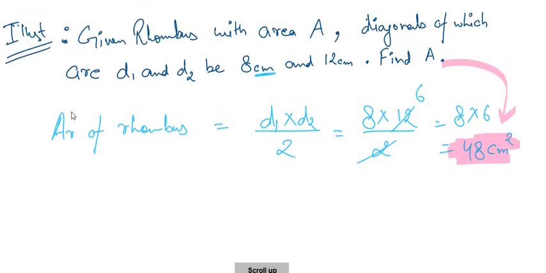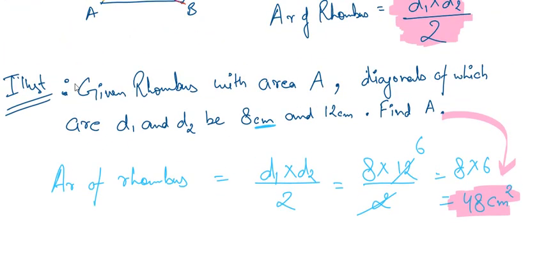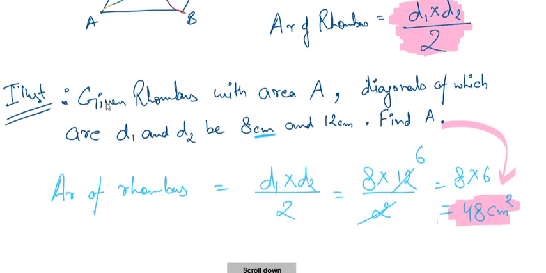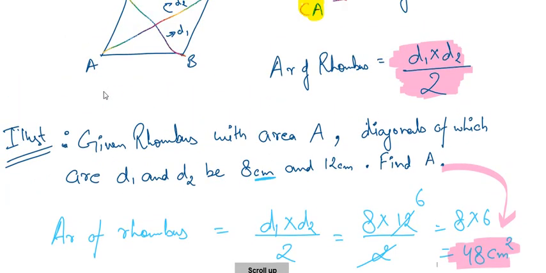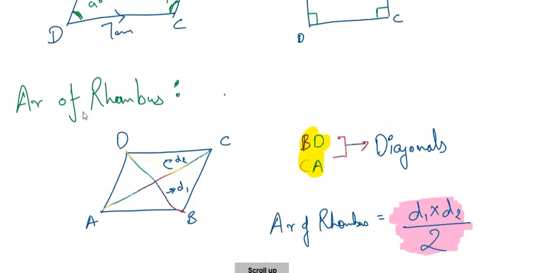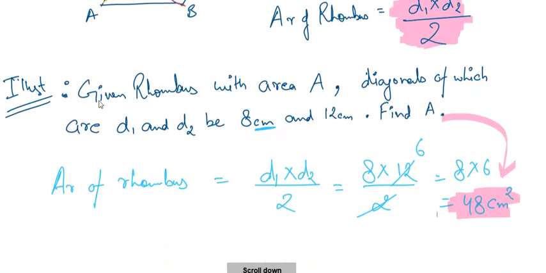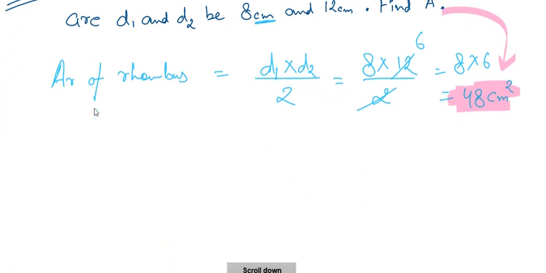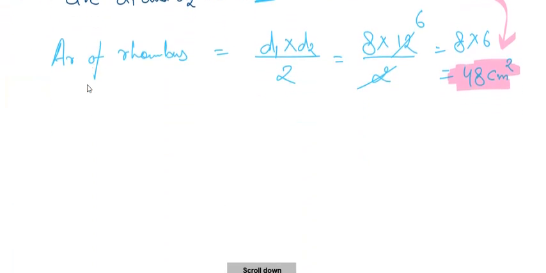So the area of a rhombus is pretty much simple. You don't have to remember any of the things. You just remember these basic concepts, then you will be able to solve any of the questions. Okay, let me give you a question on the rhombus.